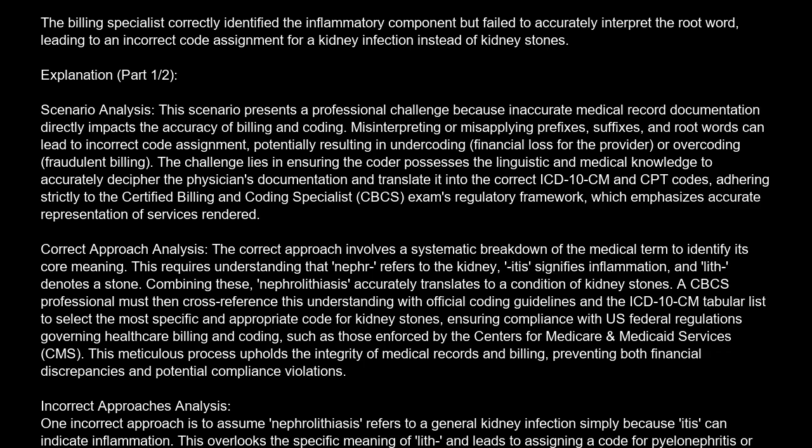A CBCS professional must then cross-reference this understanding with official coding guidelines and the ICD-10-CM tabular list to select the most specific and appropriate code for kidney stones, ensuring compliance with U.S. federal regulations governing healthcare billing and coding, such as those enforced by the Centers for Medicare and Medicaid Services, CMS. This meticulous process upholds the integrity of medical records and billing, preventing both financial discrepancies and potential compliance violations.